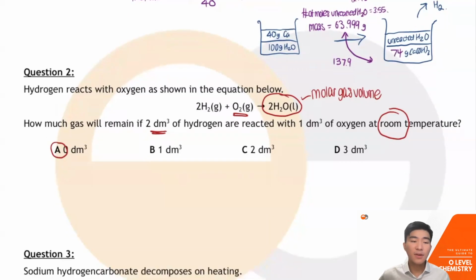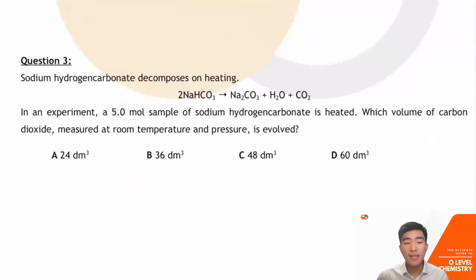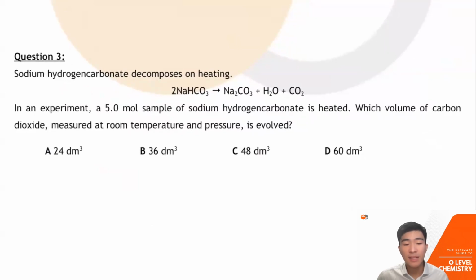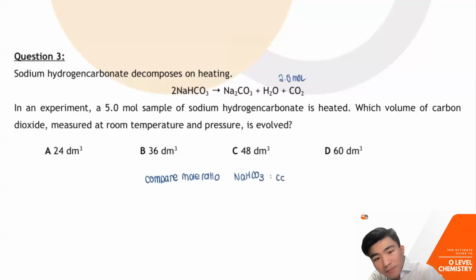Okay, next question. Question number 3, sodium hydrogen carbonate decomposes on heating. A 5 mole sample of sodium hydrogen carbonate is heated. Which volume of carbon dioxide measured at room temperature is evolved? If you don't know how to do it, I'll give you a clue. Compare the mole ratio between sodium hydrogen carbonate as well as carbon dioxide. It is 2:1. So if I have 5 over here, this should be 2.5.